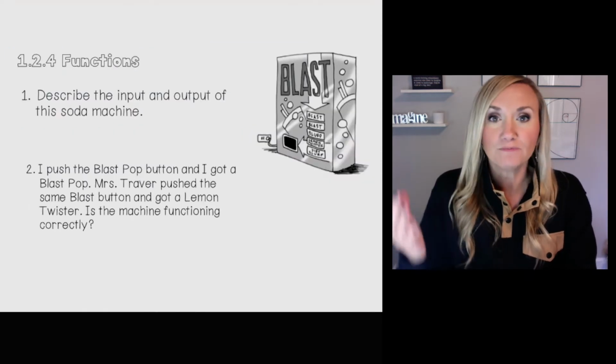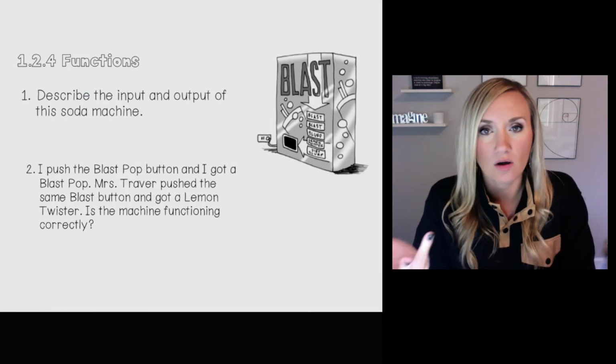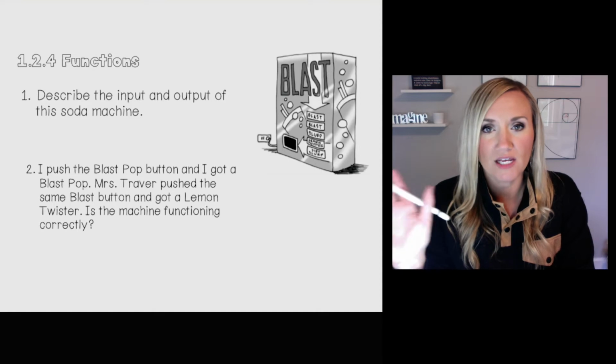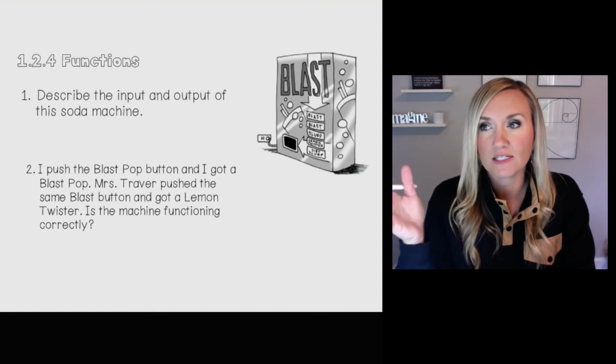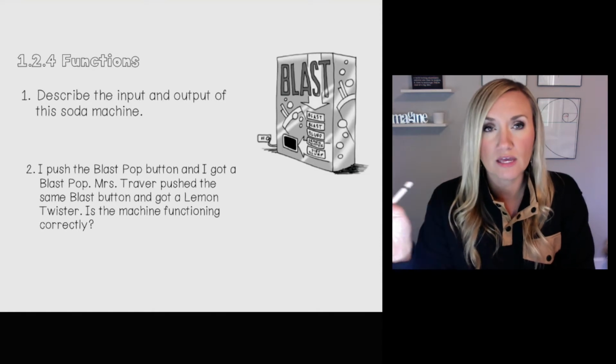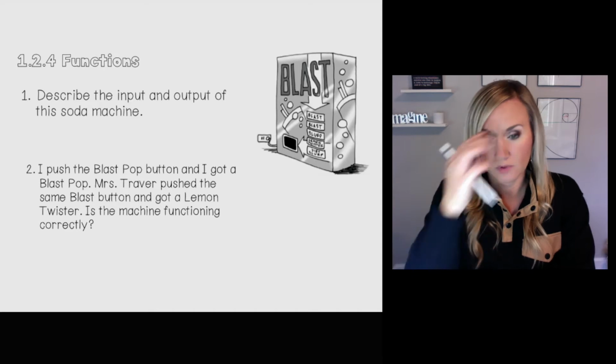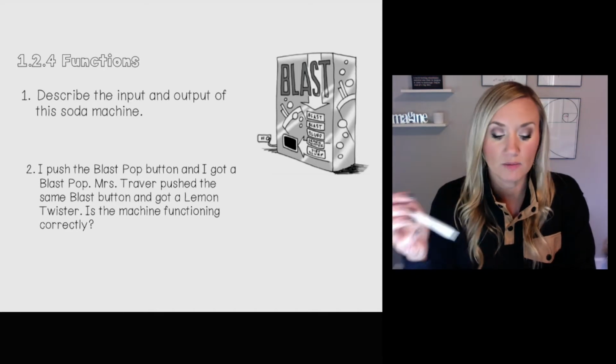All right, so let's think about a vending machine. I know that we all have gone to a vending machine and pushed a button and experienced maybe it worked, maybe it didn't work, how consistent does it work? And so I want you to think in terms of that a function is a good working machine, okay? And I'm going to reference that quite a bit.